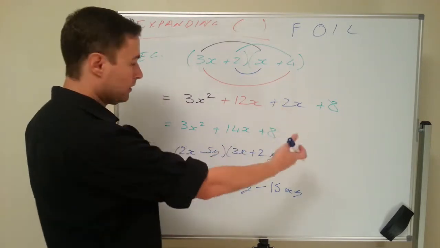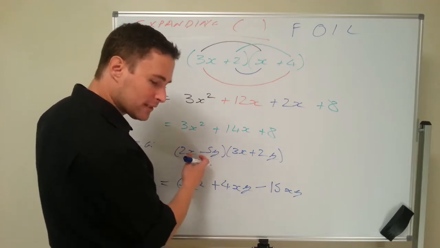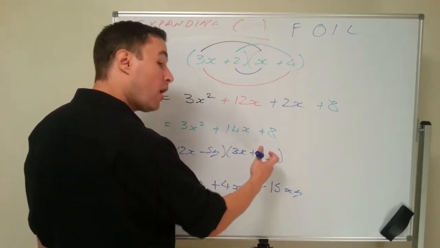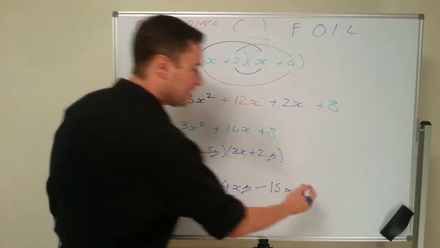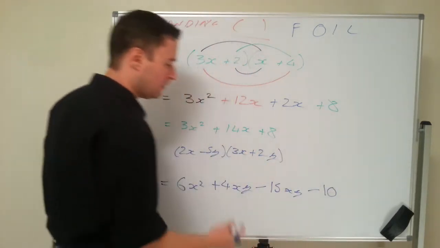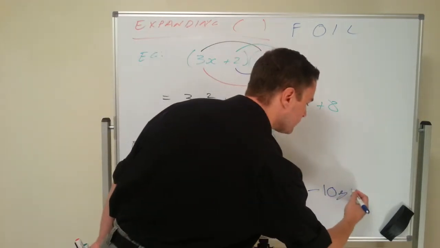Okay, and now, last times last, negative 5y times positive 2y. Negative 5 times positive 2 is negative 10. y times y is y squared.